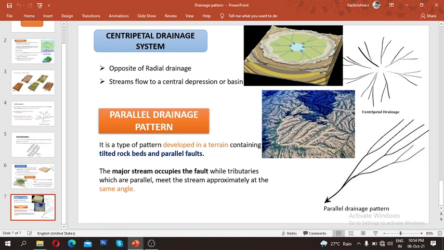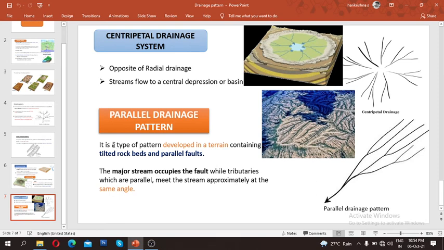Now finally the last type of drainage system, that is parallel drainage system. As you can see in the figure, if the terrain is almost parallel, then we can easily observe parallel drainage system. Here also you can see these are all almost parallel and the flow of water is also indicated here. It is a type of pattern developed in a terrain containing tilted rock beds and parallel faults.